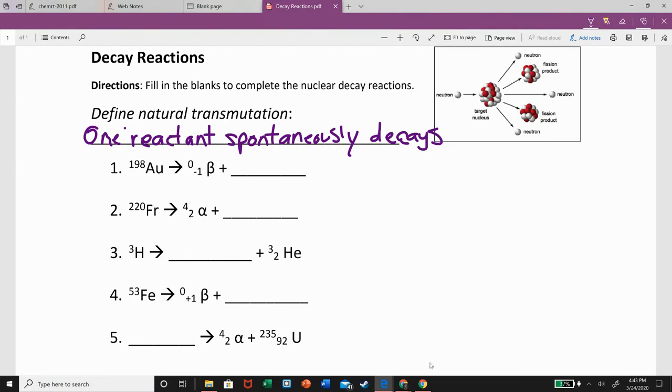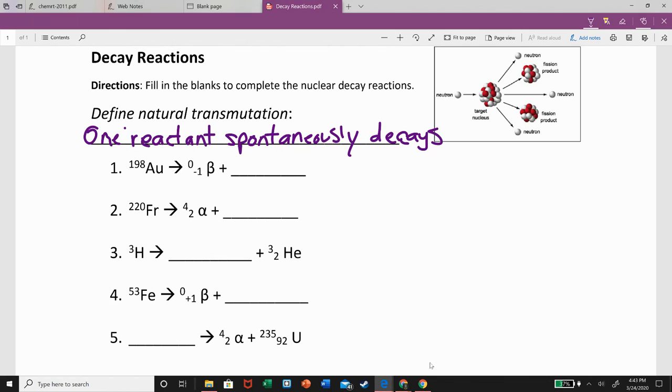So you'll need your chemistry reference tables, right? We're going to need table N and maybe table O and of course the periodic table. Okay, so our first task is to define natural transmutation, which I already did for you in my kindergarten handwriting with my stylus on this computer.